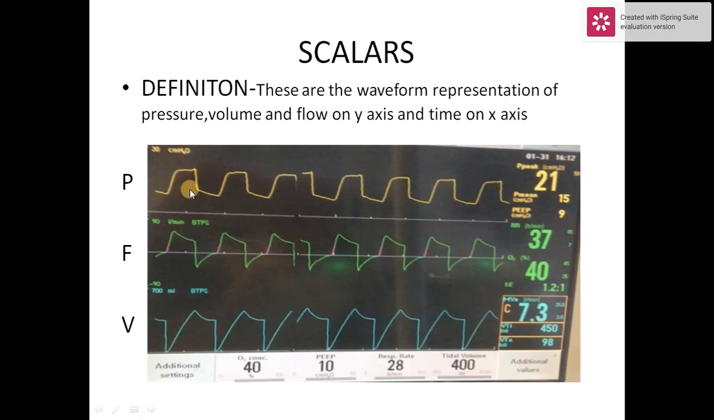There are three graphics. You can see different graphics, 1, 2, and 3. First, you can see it's in centimeter H2O, so it has to be pressure. This is the pressure versus time scalar. Above is the pressure scalar. This is liter per minute, so it has to be the flow. Second is the flow graphic. Third, it's in ml, so it's volume. So there are totally three scalars: pressure scalar, flow scalar, and volume scalar. All are plotted versus time. This is known as scalars. We are going to study in detail about each of the three scalars.